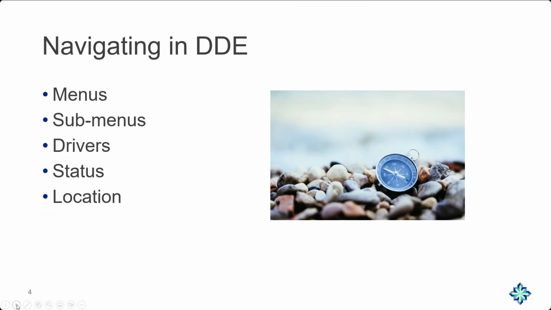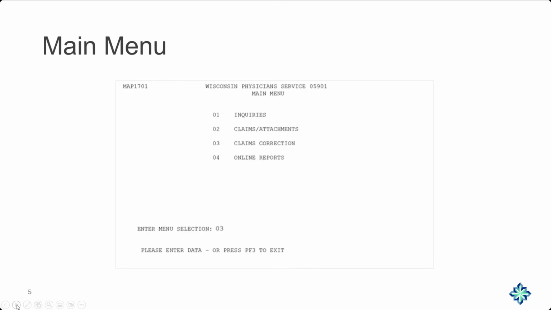Our navigation as users is done by way of the menus and submenus. Various keyboard commands help us maneuver around. The path a claim takes is influenced by the other things that you see here, those drivers, status, and location, and more. We're going to define each of these to help us all have a better idea of how all of this plays a part in correcting a claim.